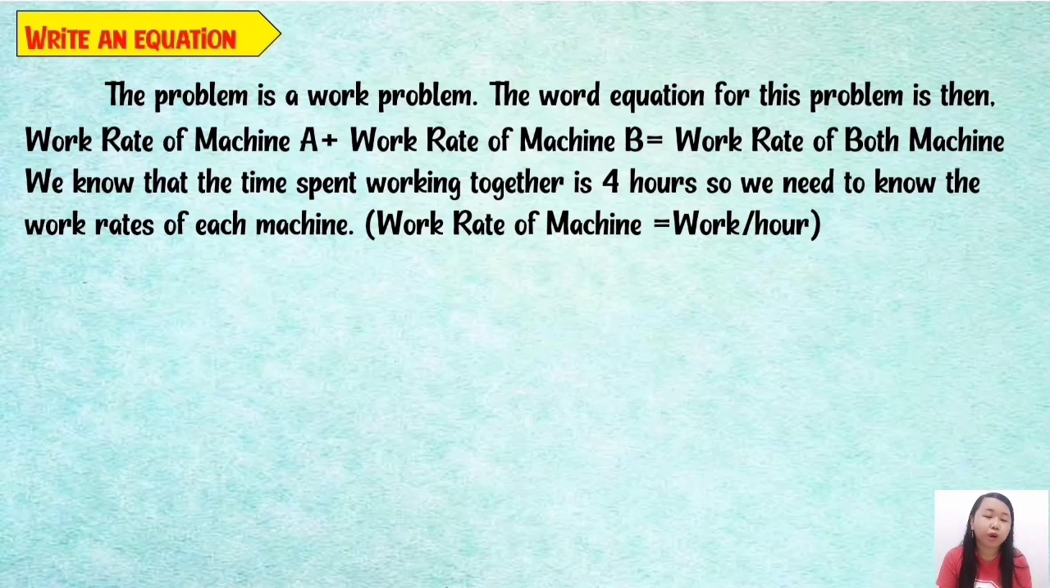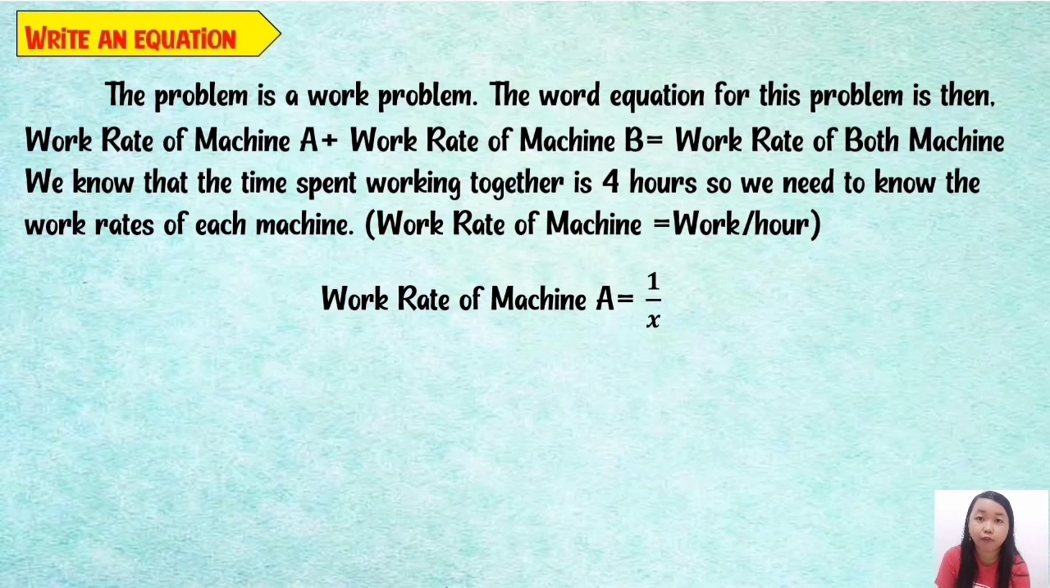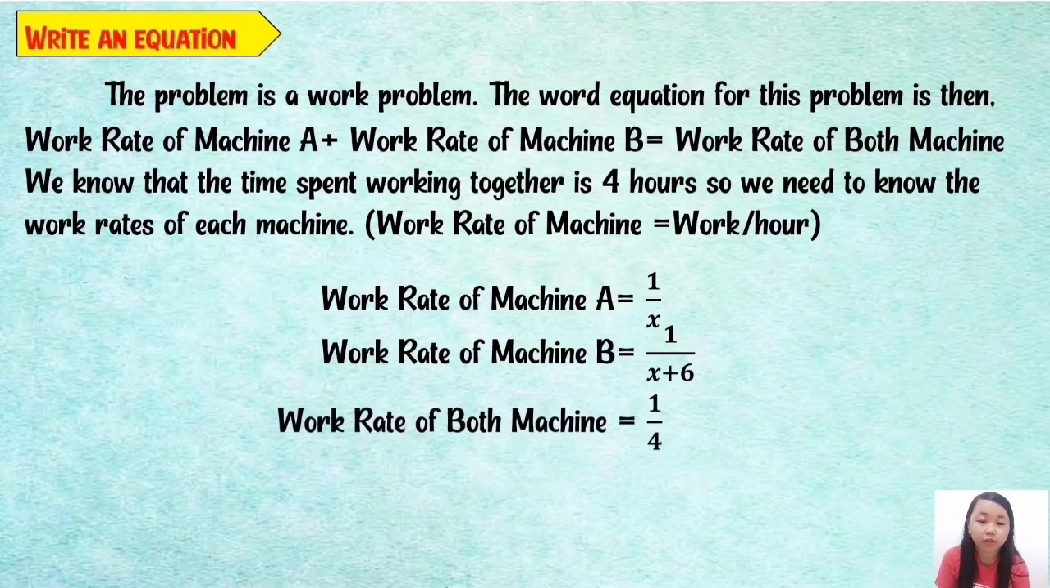For us to know the work rate of each machine, just follow this formula. Work rate of each machine is equal to the work over time. Since they have the same work, we're going to have 1 as the value of the work. So for the work rate of machine A, we have 1 over x. x is the time machine A takes to stuff a batch of envelopes, while the work rate of machine B is 1 over x plus 6. And when they work together, it will become 1 over 4.